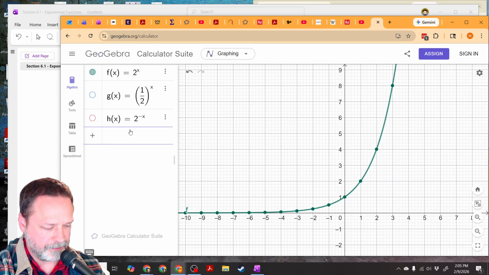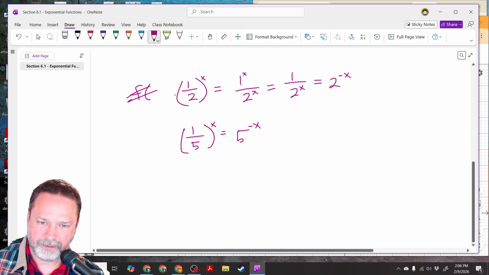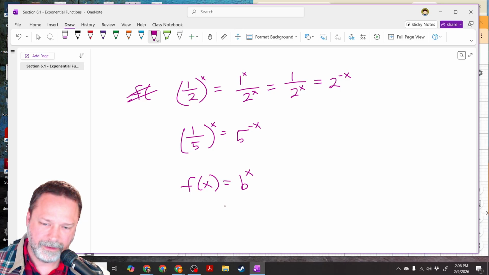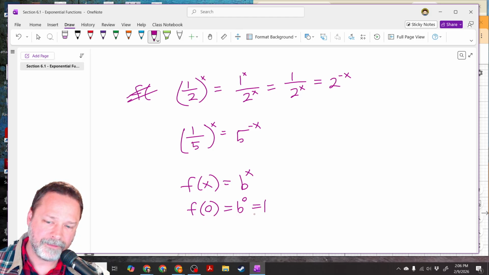We can try another function. Let's say f, g, h, i, j, k, I don't know, k of x. Let's say k of x is equal to 5 to the x. Look at that. And it's still going to go through 0, 1, no matter what they do. Why is that? Well, if our function is of the form f of x equals b to the x, then what happens when you have f of 0? It's b to the 0. And we know that anything raised to the 0 power is 1. So you're always going to have f of 0 equals 1. You're always going to have that point, 0, 1.